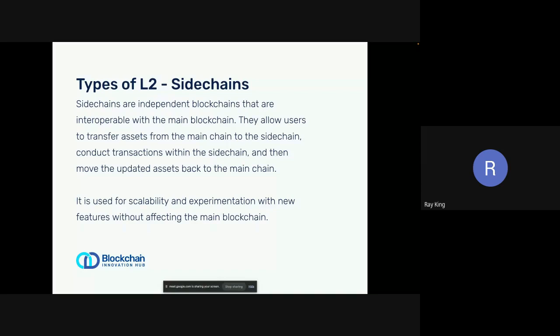Now, the second type of L2 are side chains. These are independent blockchains that are interoperable with the main blockchain. Now, what do you mean? That is, they are linked to the main blockchain. They allow users to transfer assets from the main chain to the side chain, and then conduct transactions within the side chain, and then move the updated assets back to the main chain. So it is used for scalability and experimentation with new features without affecting the main blockchain.